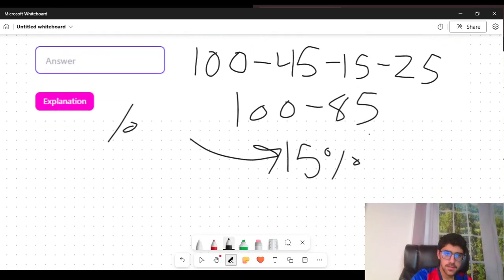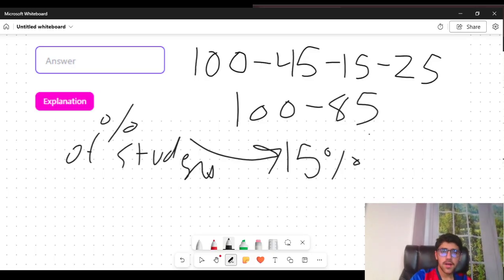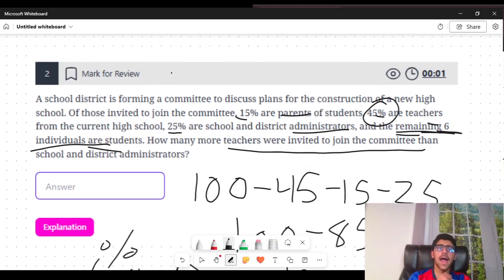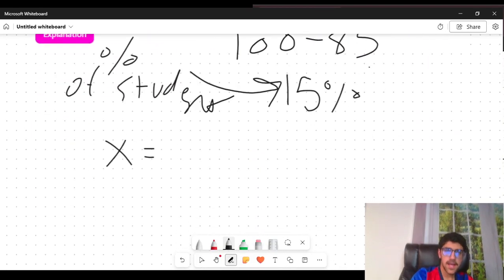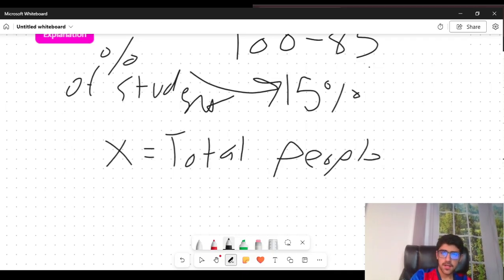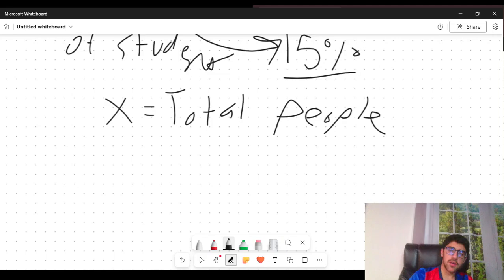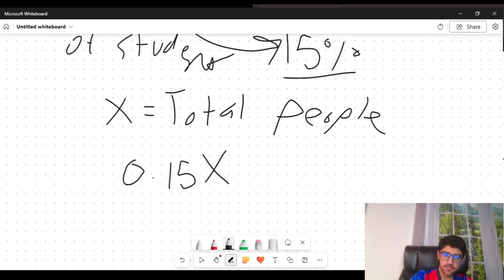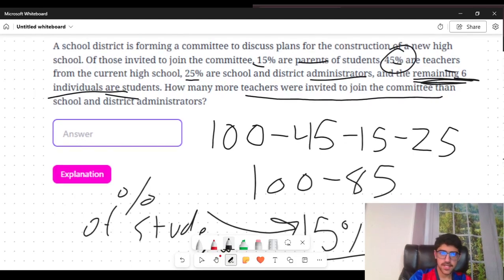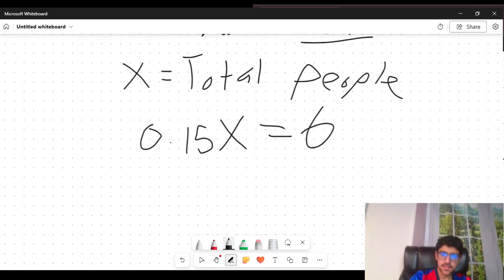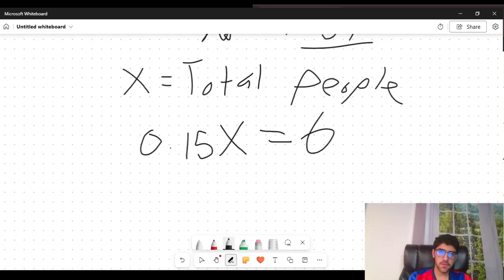So now let's say that x is the total number of people. X equals total people. Then 15%, we're going to change it to a decimal, 0.15. 0.15 times x, so 15% of the total people equals the students, and the students were 6 individuals. So 6. Now we can solve for the total number of people.